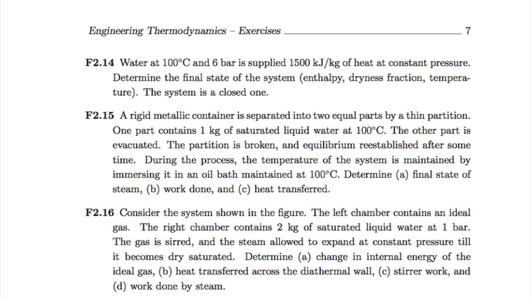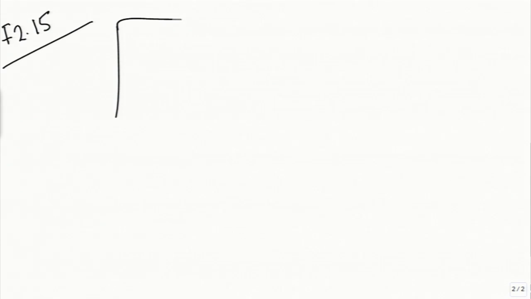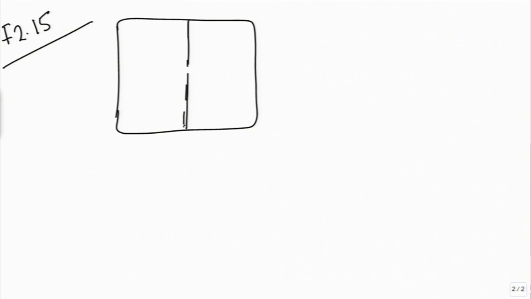It is separated into two equal parts by a thin partition. So we have this metallic container and we have a thin partition in between, equal parts, equal volume. So if this is V, this also is V.